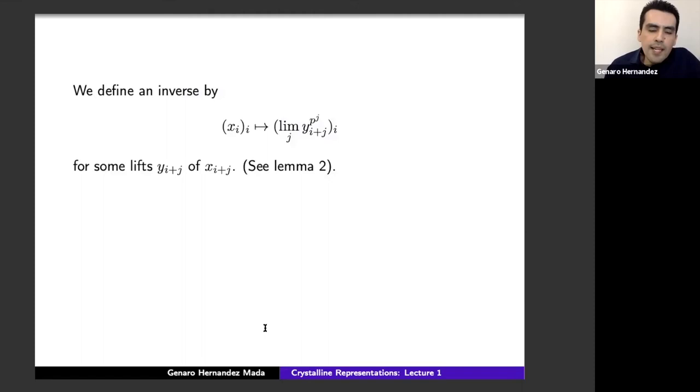So for each x_i, I am going to take the sequence of y_{i+1}, y_{i+2}, and so on. x_{i+1}, x_{i+2}, and so on, and then take a lift for each of them. It doesn't matter what lift we take, because of this lemma that we had in the beginning. Let me just put it so we can see it.